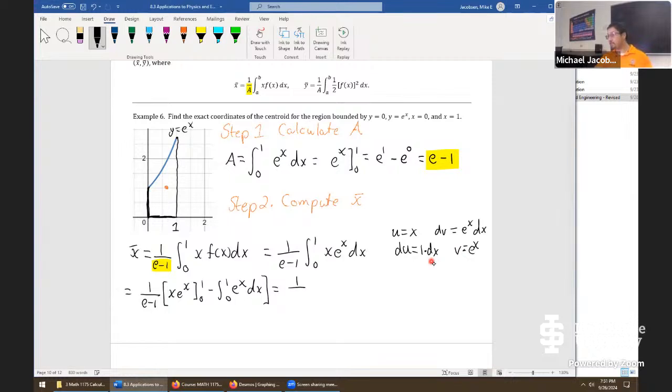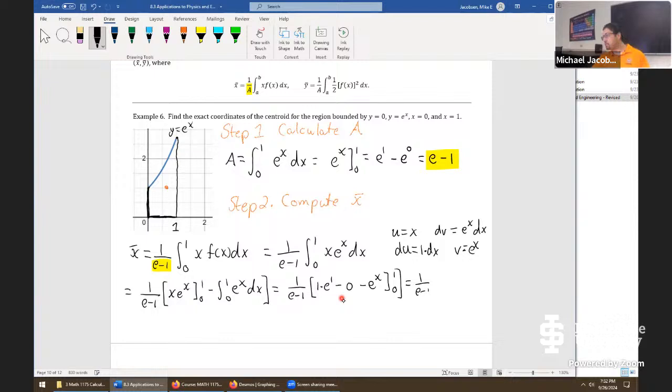So let's see what we get here. 1 over e minus 1. On that first evaluation, we get 1 times e to the power 1 minus 0, putting in the lower limit. It's really 0 times e to the power 0, but it's all dead with a 0, so I'll just throw a 0 there. Next, we have a minus from that minus. The antiderivative of e to the x is once again itself, evaluated from 0 to 1. Does that look all right to folks so far? Okay, let's keep cranking it through.